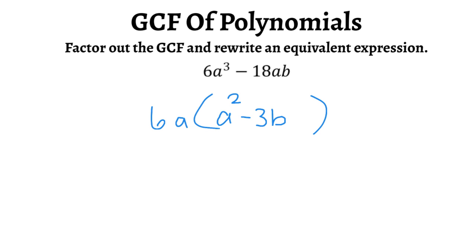6a times a squared is 6a cubed, and 6 times negative 3 is negative 18. A times b is ab. These are my factors, where 6a is my GCF. Let's try one last one.